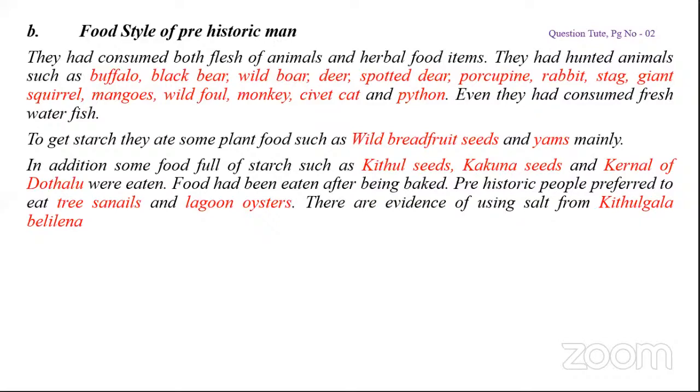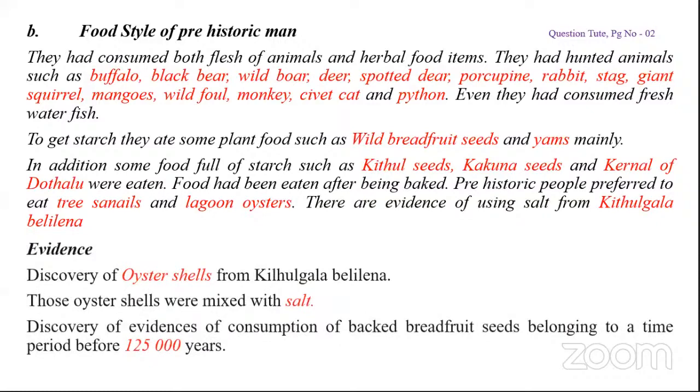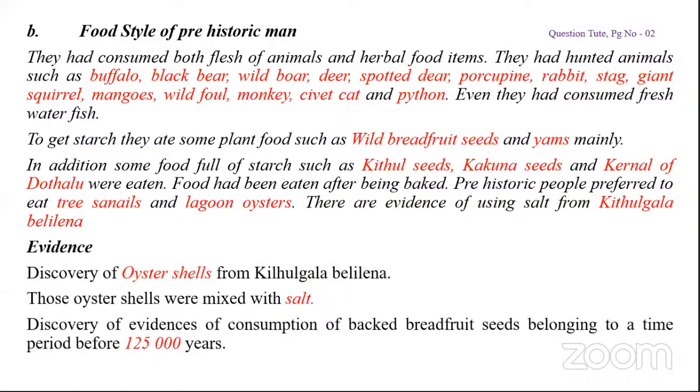Even the evidences you have to write, that discovery of oyster shells from Kitulgala Belilena, that shows that they consumed oysters, and those oyster shells were mixed with salt. That shows that they were consuming salt. And discovery of evidences of consumption of baked breadfruit seeds belonging to a time period of 125,000 years. So that means the evidences go for a time period of 125,000 years. So that means what? Even in Sri Lanka, there were humans before a time.